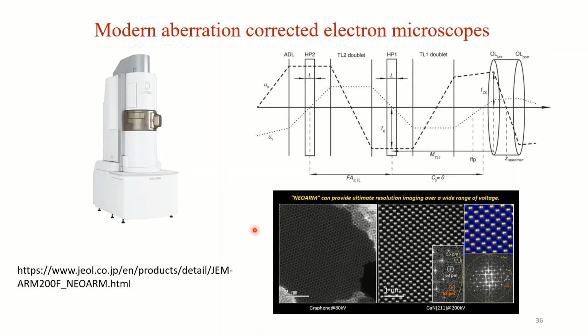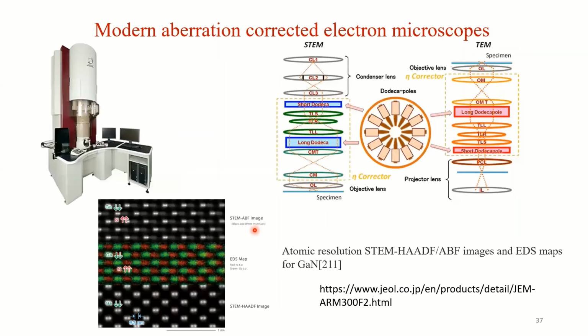And for STEM, you basically use Ronchigrams to see the aberration, the area which is aberration free, and you can know what angle you can go up to, what convergence angle, without any significant compromise in the resolution.